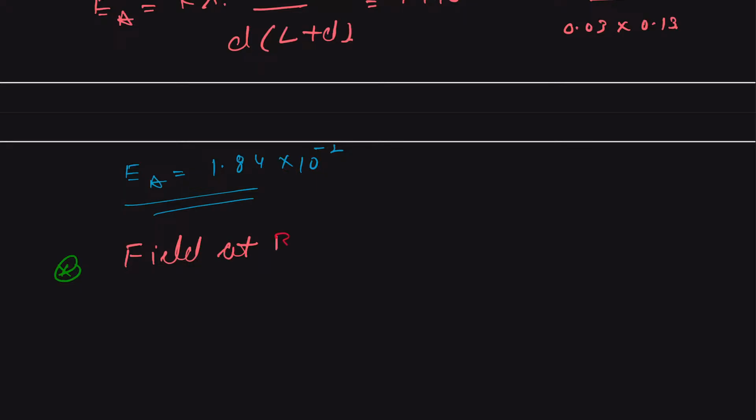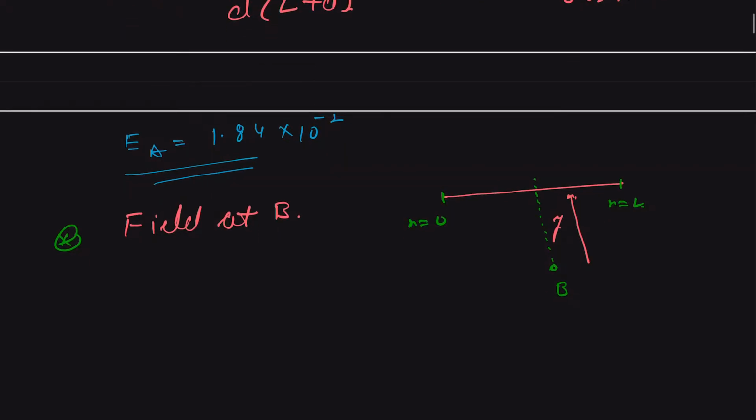Field at our point B, and our point B is somewhere here, and this is our x equal to 0, and this is our x equal to L. And let us assume this is our y, and y is 5 centimeters, or we can say 0.05 meters. So B lies at the perpendicular bisector.